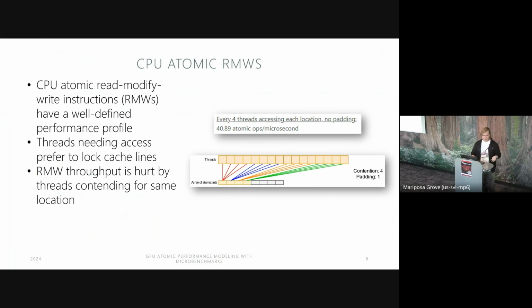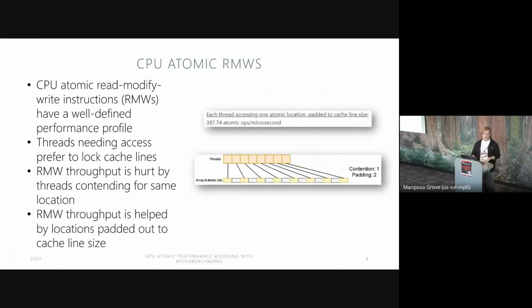In the inverse here, because they like to lock cache lines, if we pad our atomics out to cache line size, we get better throughput. You'll notice here that my atomic throughput is much higher. We've got 387 atomic operations per microsecond on the same CPU. This is not a perfect diagram because it's not padded out to cache line, it's actually just padded twice. But our tests look like this.